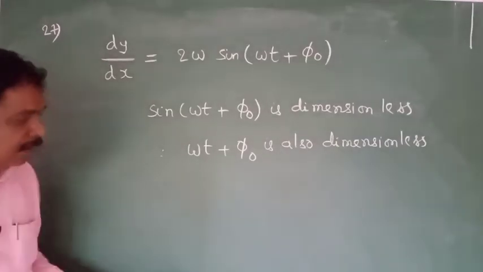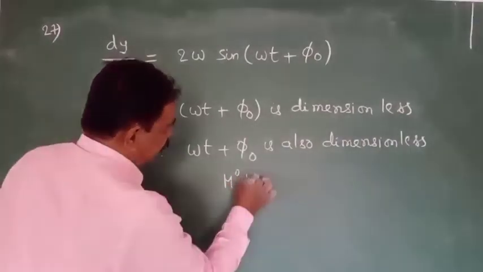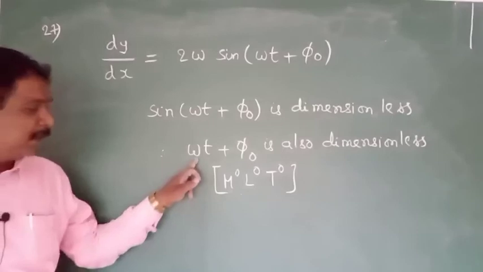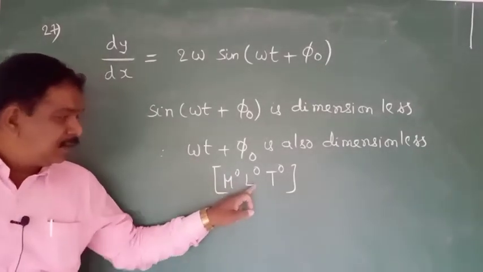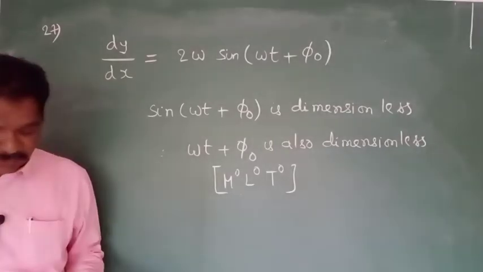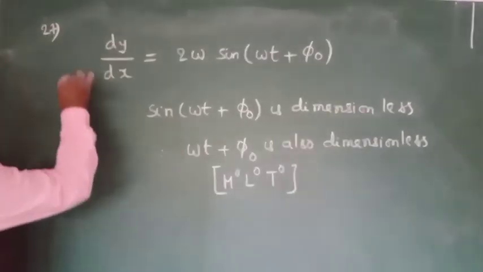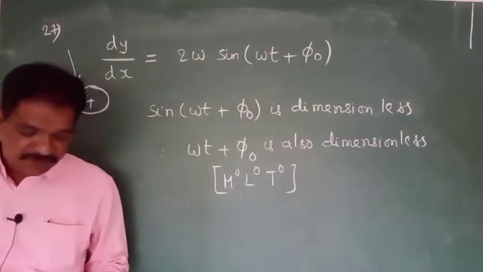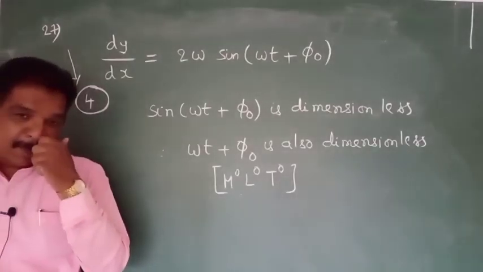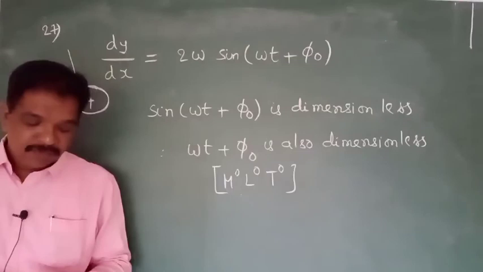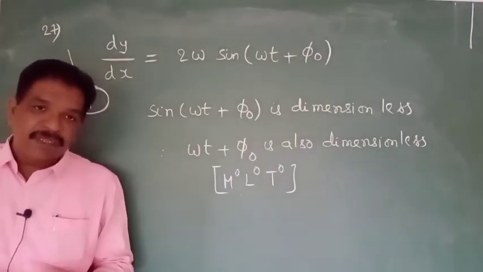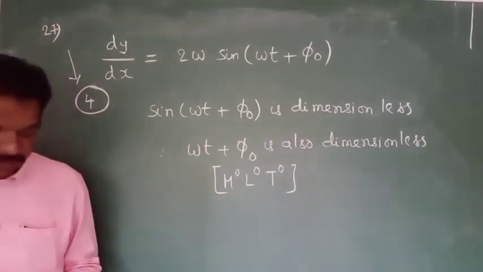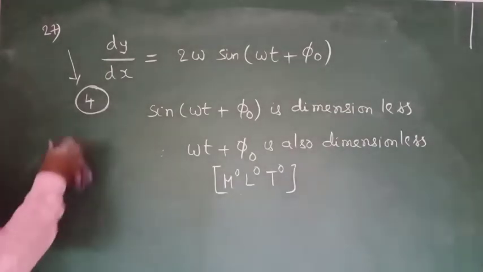Dimensionless means M power 0, L power 0, T power 0. So the dimensions of omega t plus phi naught are M power 0, L power 0, T power 0. The answer will be the fourth option. For 27, it will be the fourth option. Observe the first: M power 1, L power 1, T power 1. Second one: M power 1, L power 1, T power 0. So this is the correct option. 27 it will be 4. Next. Question 28, you see.